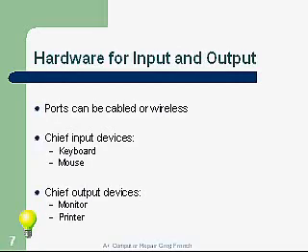Hardware for input and output. Now ports can be either cabled or wireless. Ports are usually on the back of the computer, and we can identify a port by the type of plug that plugs into it. A typical monitor port might be a VGA plug or jack, and it's going to be 15 pins. You might have a USB port. You might have a keyboard or a mouse port. Chief input devices, keyboard and mouse. Chief output devices, monitor and printer.